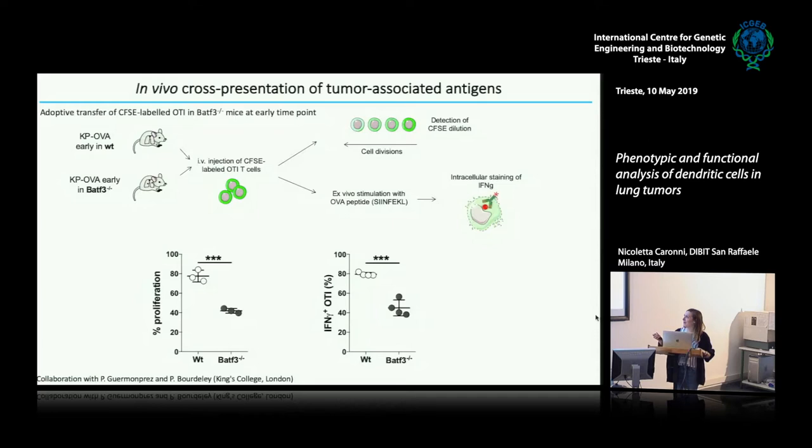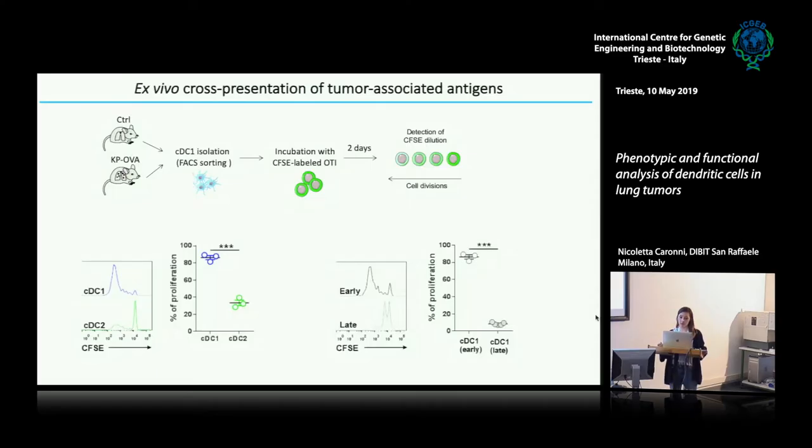Okay. So in the wild-type mice, you have full proliferation, and also 80% of the OT1 cells were able to produce interferon gamma. But in the BATF3 knockout, this percentage is much reduced. Less than 40% of the OT1 are able to produce interferon gamma and to proliferate, meaning that there is a contribution of the DC1 in the activation of OT1 in the context of tumor-associated antigens.